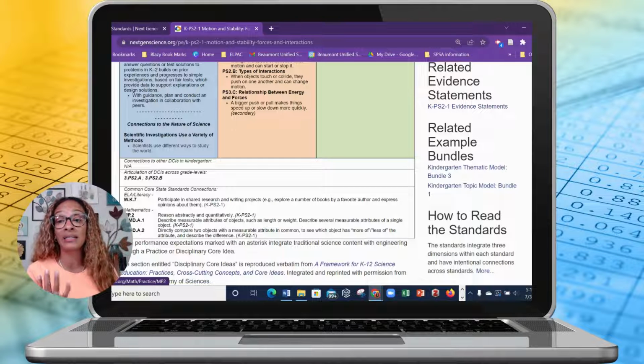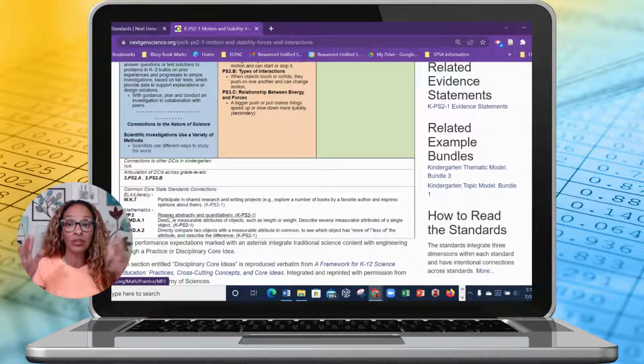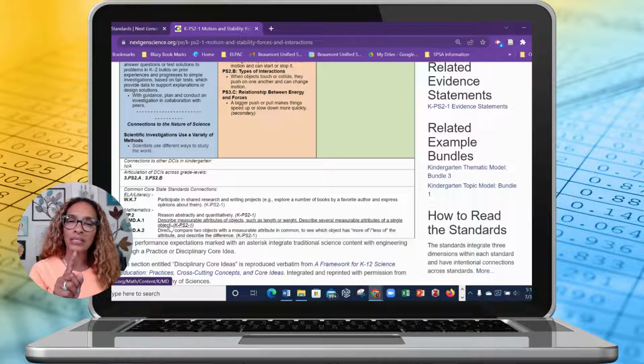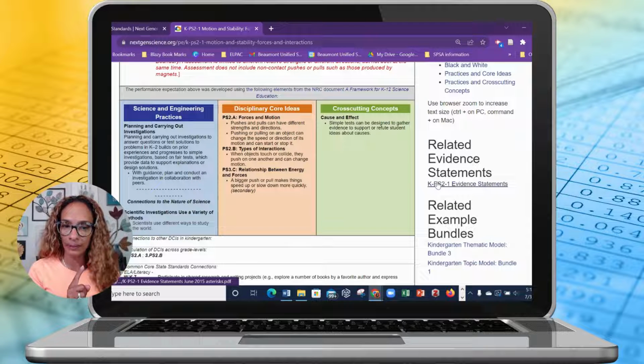And typically, MP means mathematical practices. What are students going to think about? They're going to be reasoning abstractly and quantitatively. And then you have specific standards. Now, there's a difference between those, but that's a whole other lesson. But I wanted to point something out that I talked about in the YouTube short, and that is the related evidence statement. I want to select that just for a moment.